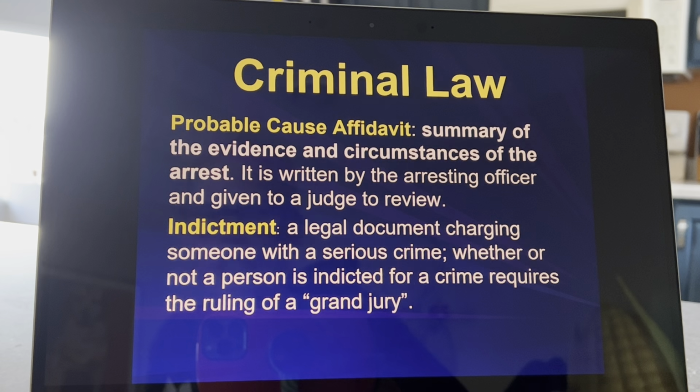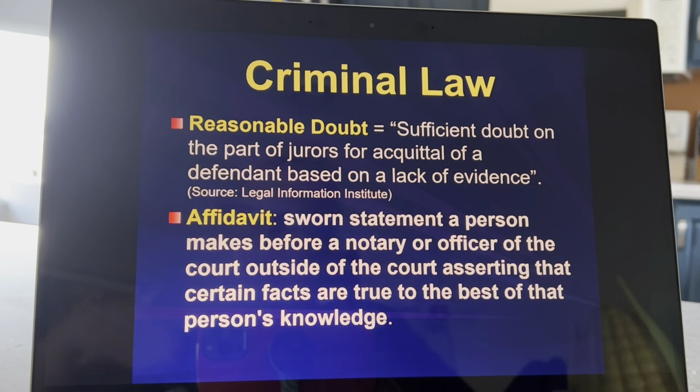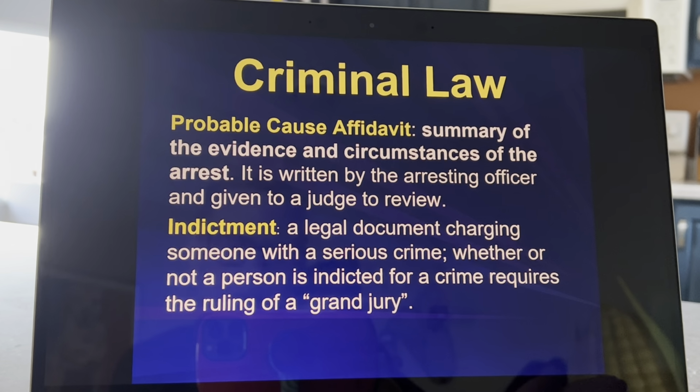The difference is, this is done by a police officer and it's for an arrest warrant. An affidavit can obviously fit into that category, but also any person can be called to give an affidavit if they are just reciting facts that they know about a particular case. So an affidavit can refer to a civil or a criminal case, whereas a probable cause affidavit is given by a police officer, and it's for a criminal case and for a judge to then issue a warrant for that particular person's arrest. Okay, that can then lead to an indictment.